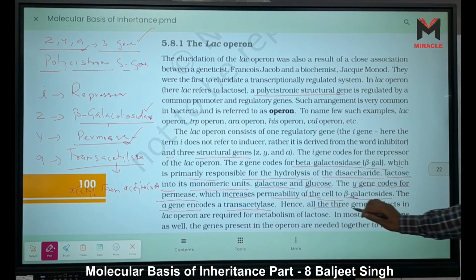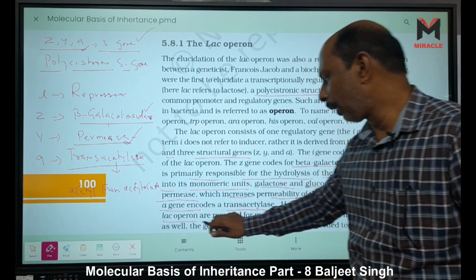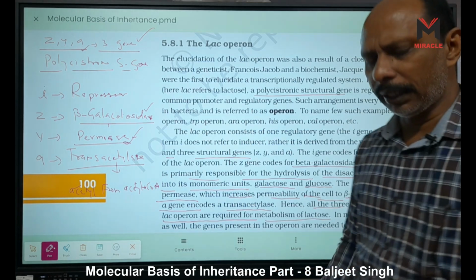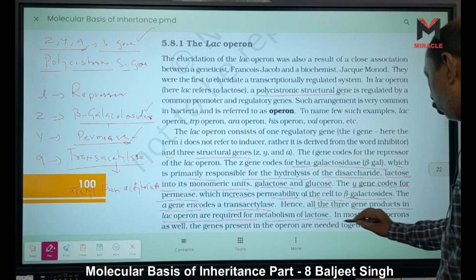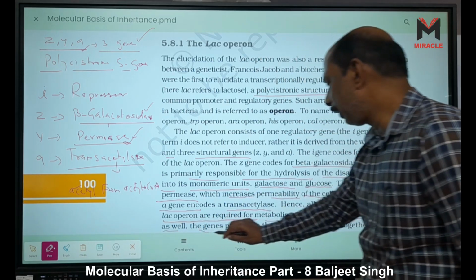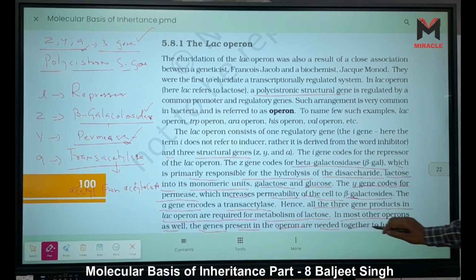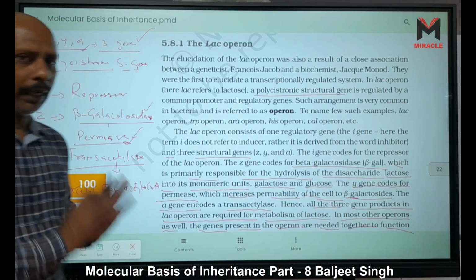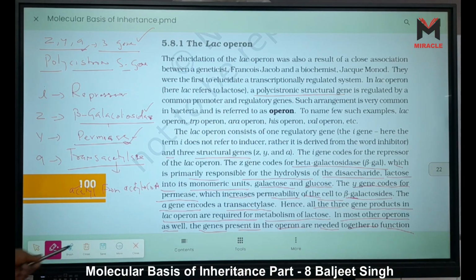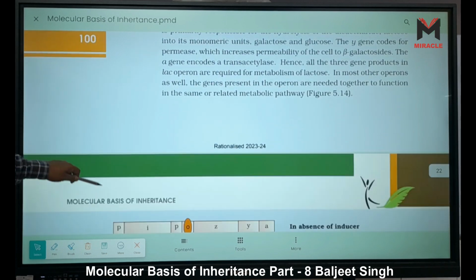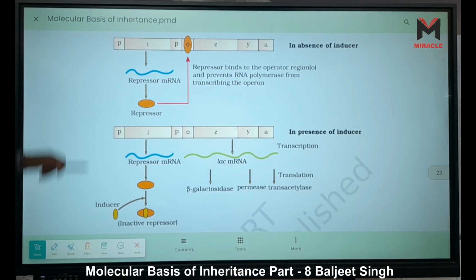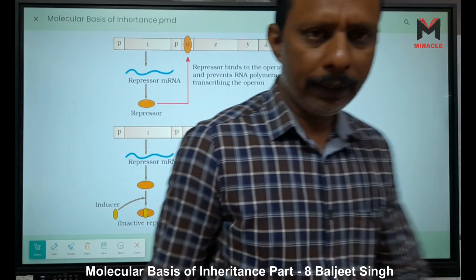Hence, all the three gene products in the lac operon are required for metabolism of lactose. Metabolism of lactose means the digestion of lactose sugar, right? In most other operons as well, the genes present in the operon are needed together to function. They function simultaneously and coordinately, in the same or related metabolic pathway, and the figure is given. In this figure you can understand how a lac operon works, right?